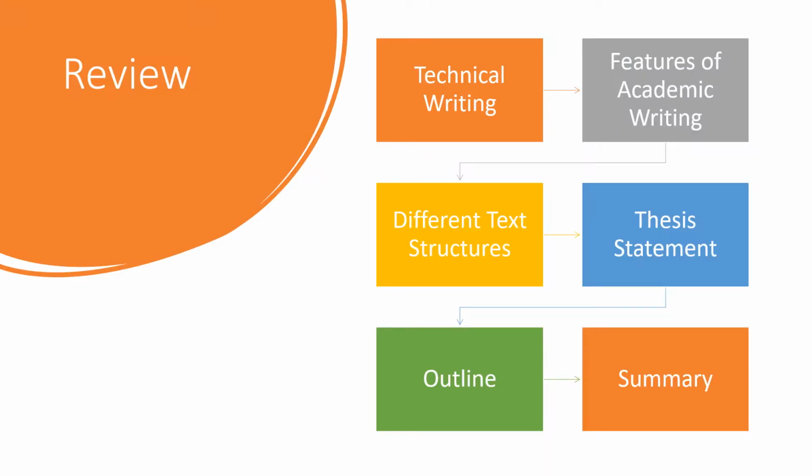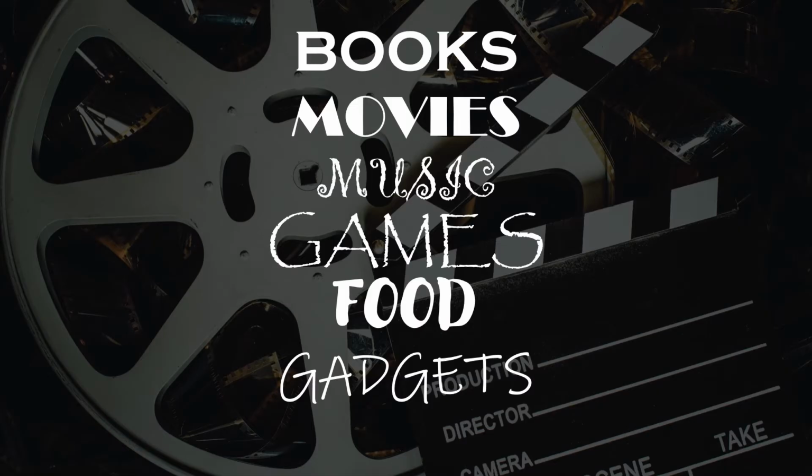In the previous lessons, we have talked about the definition of technical writing, the features of academic writing, the different text structures, the thesis statement, the outline, and the summary. How do you say something is good or bad? What aspects do you consider when saying so? When you try to convince people to try the books, movies, music, games, food, or gadgets that you like, you are essentially giving a critique.